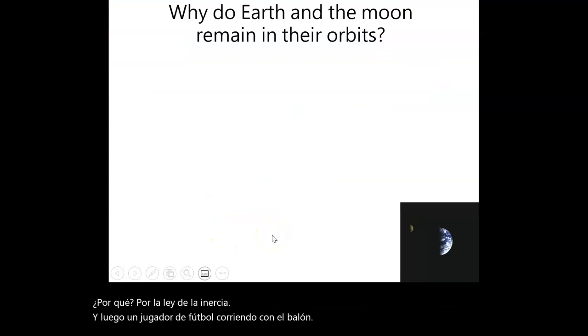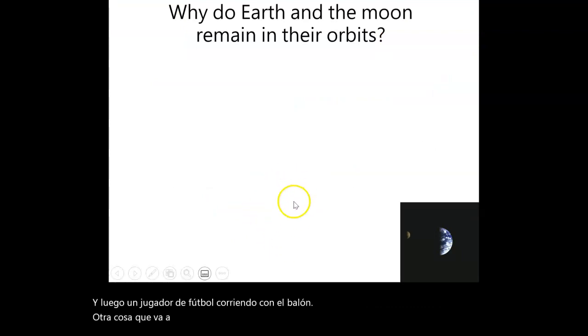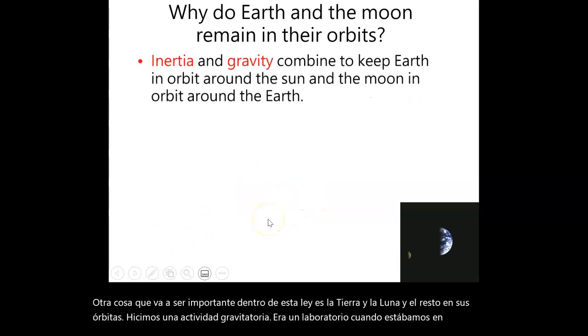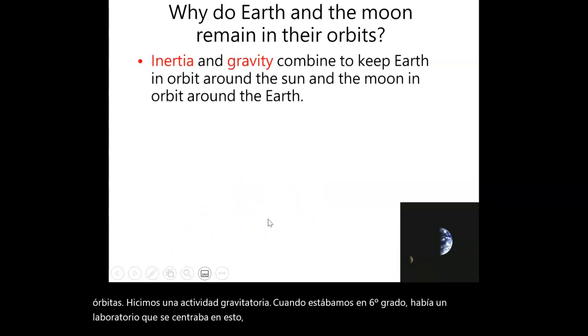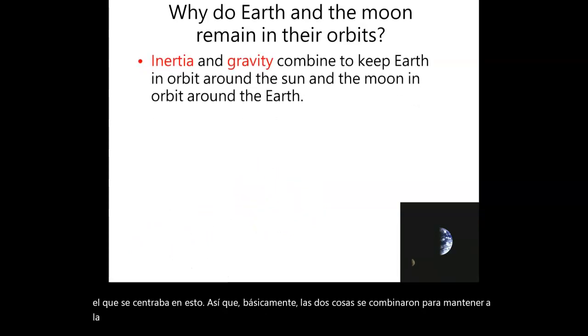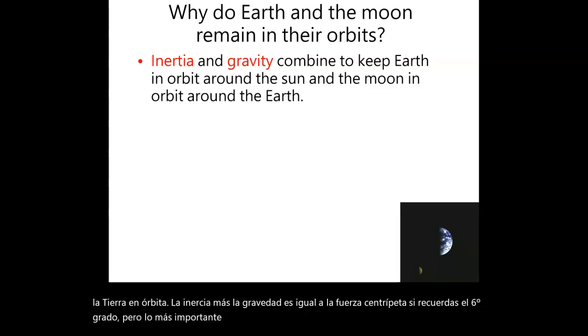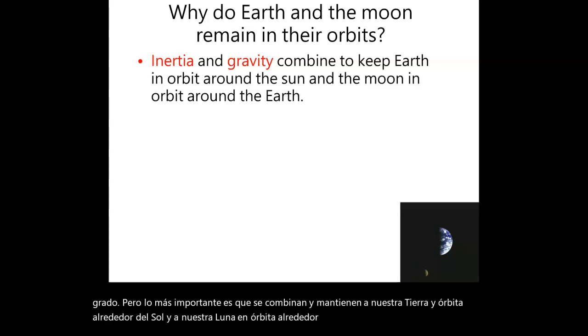Another thing that's going to be important within this law is Earth and the moon remaining in their orbits. We did a gravitational activity. It was a lab when we were in 6th grade that focused on this. So basically the two things combine to keep the Earth in orbit. Inertia plus gravity equals centripetal force, if you remember from 6th grade. But more importantly, they combine and keep our Earth in orbit around the sun and our moon in orbit around the Earth. By doing this, they are moving in two different fashions.